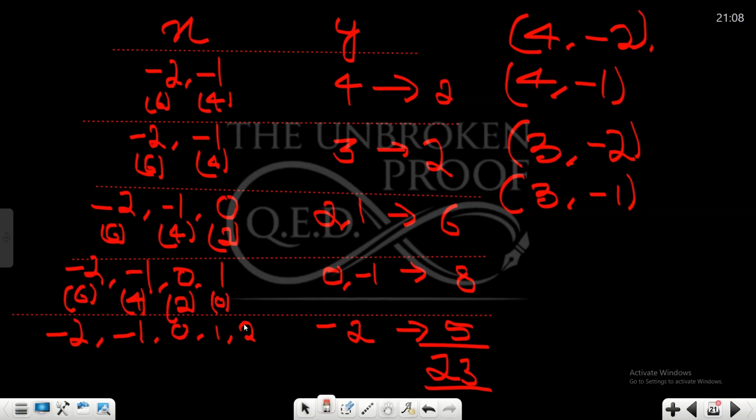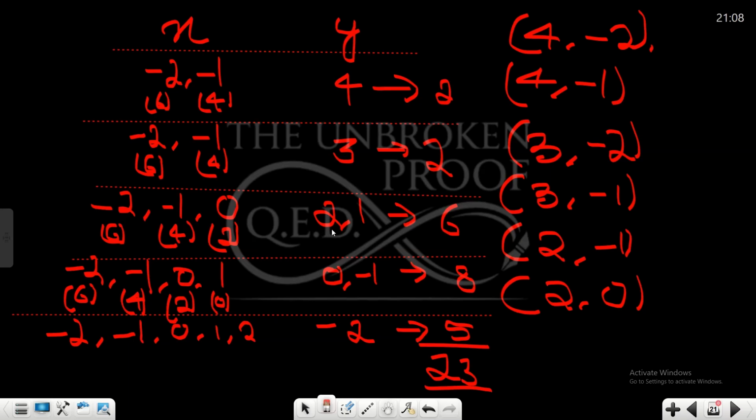For (-1, 2) we have (2, -1)? No, we do not have it, so we must add (2, -1). And for (-1, 1), do we have (1, -1)? Yes. For (0, 2), do we have (2, 0)? No, we must add this one.